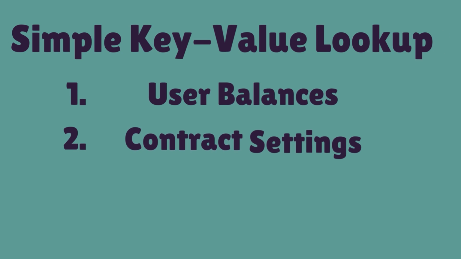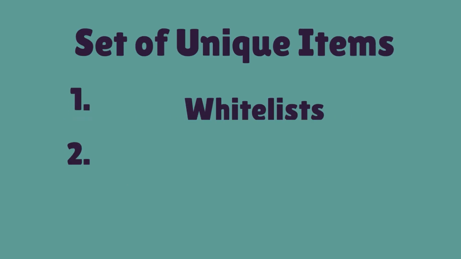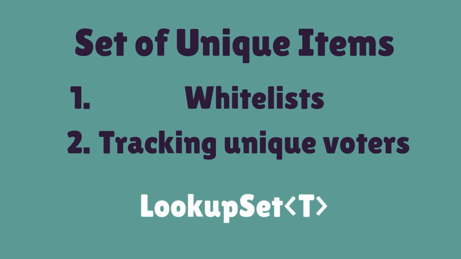For simple key-value lookups, for example user balances or contract settings, we'll use LookupMap. It only allows one specific entry. The gas cost is constant time. The gas consumption does not grow with the number of records in the map. For a set of unique items, like a whitelist or tracking unique voters, we'll use LookupSet, optimized for fast membership checks. It has constant time performance similar to LookupMap.